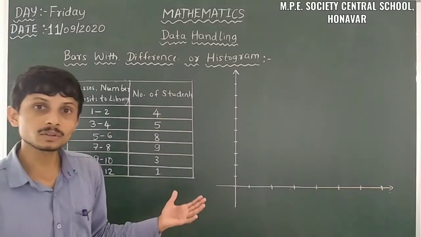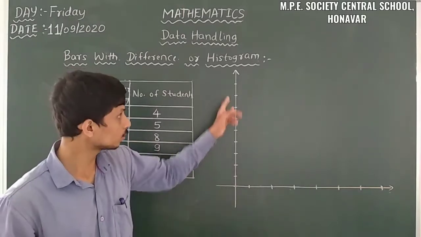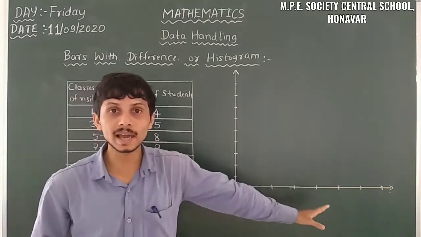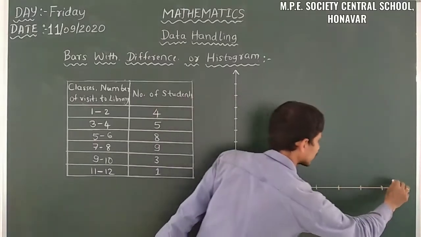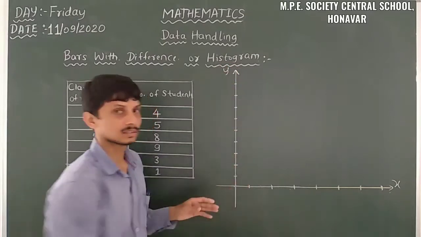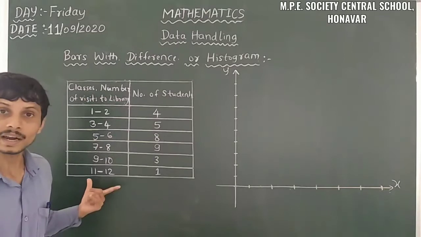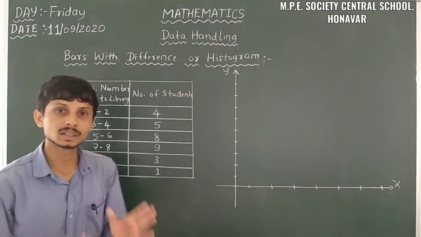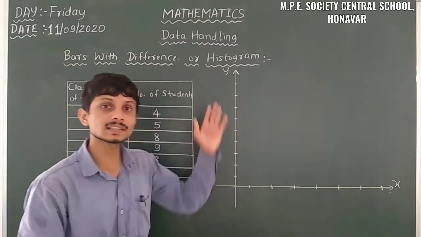Firstly, we have to assign axes. There are two axes here. This horizontal line we represent as the x-axis, and the vertical line we represent as the y-axis. We have to take one piece of information as the x-axis and another as the y-axis. Most probably we take the frequency as the y-axis.